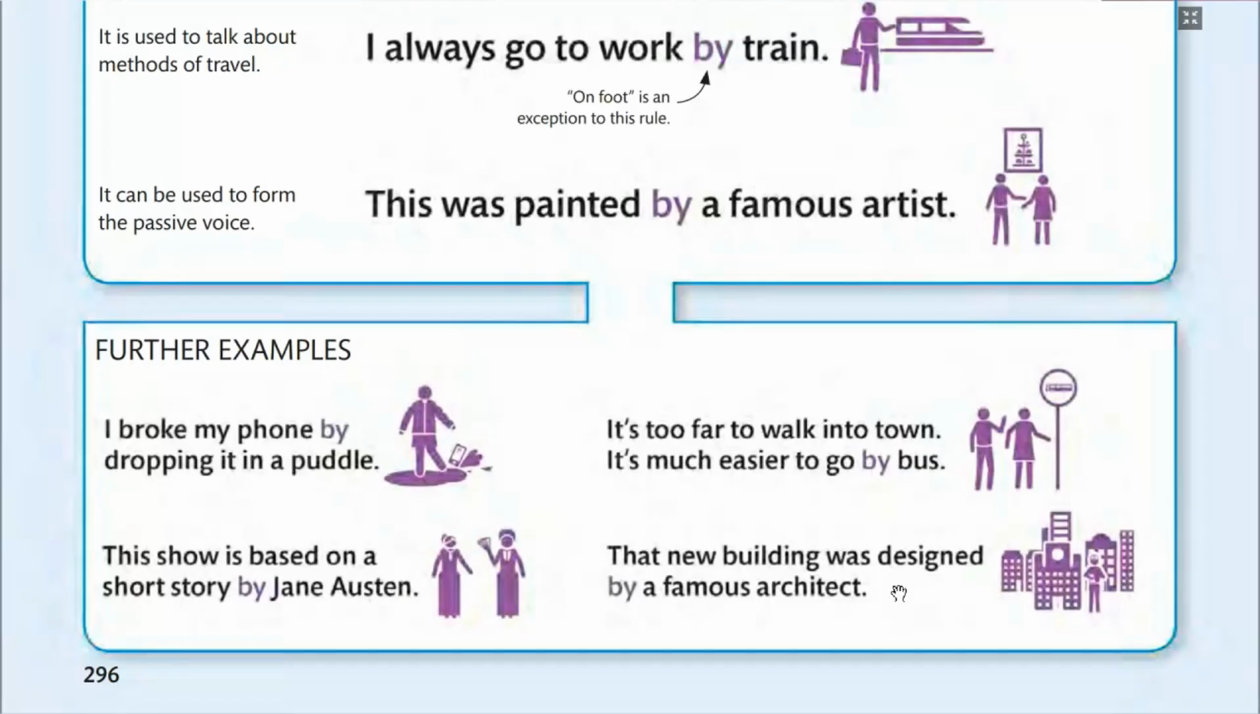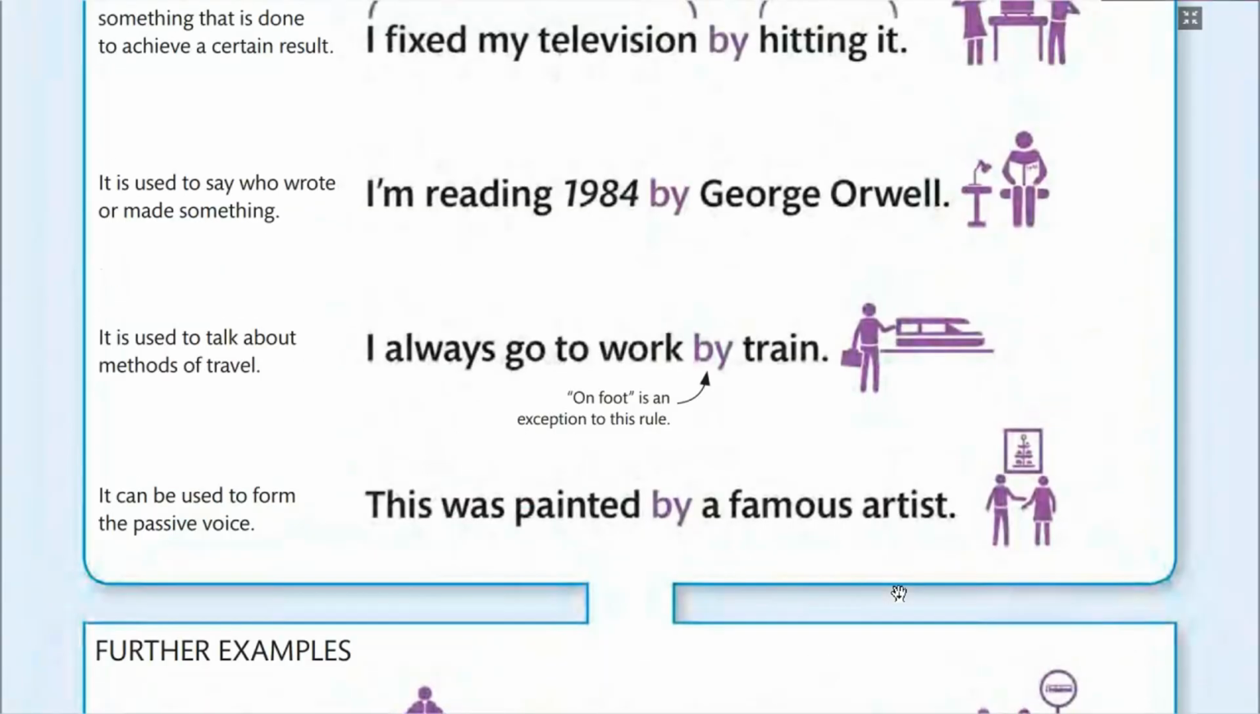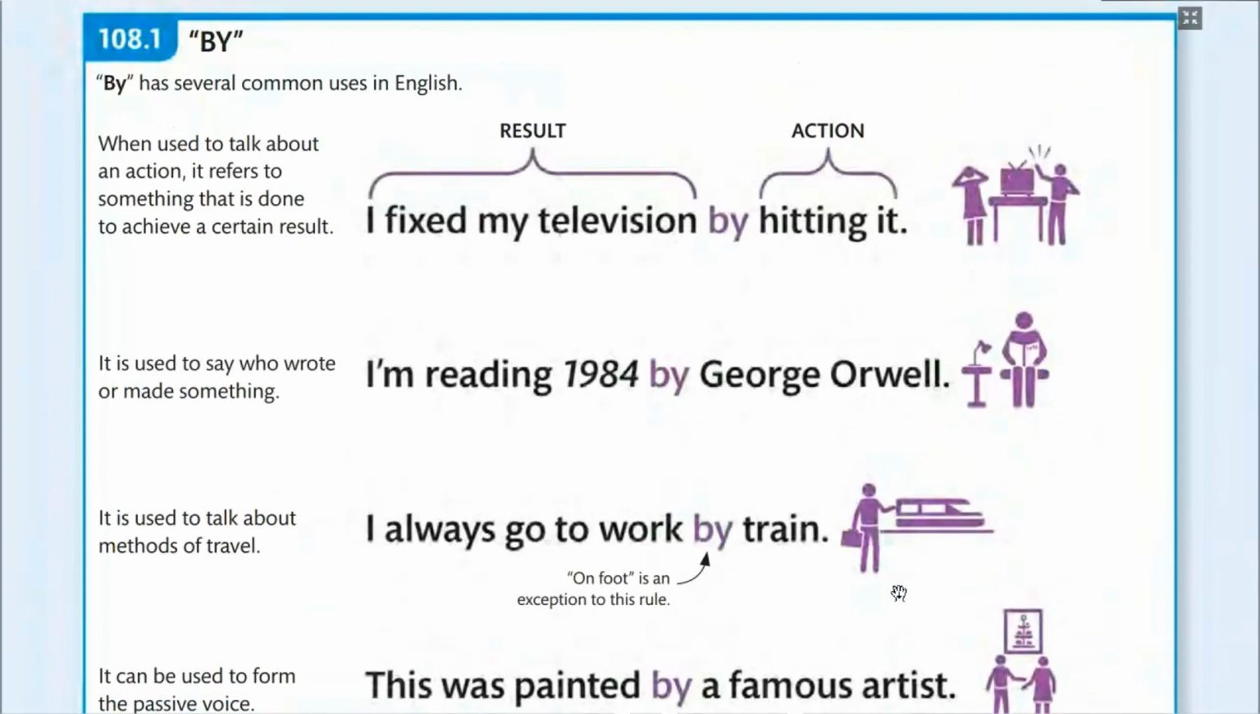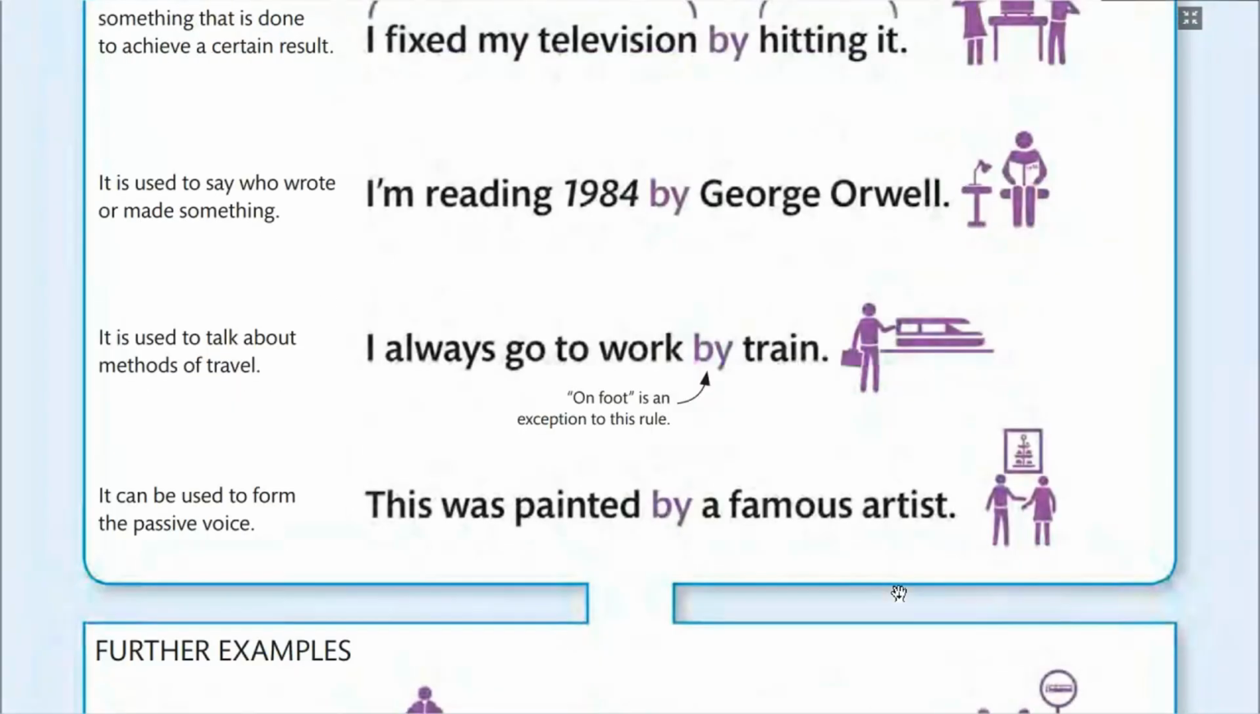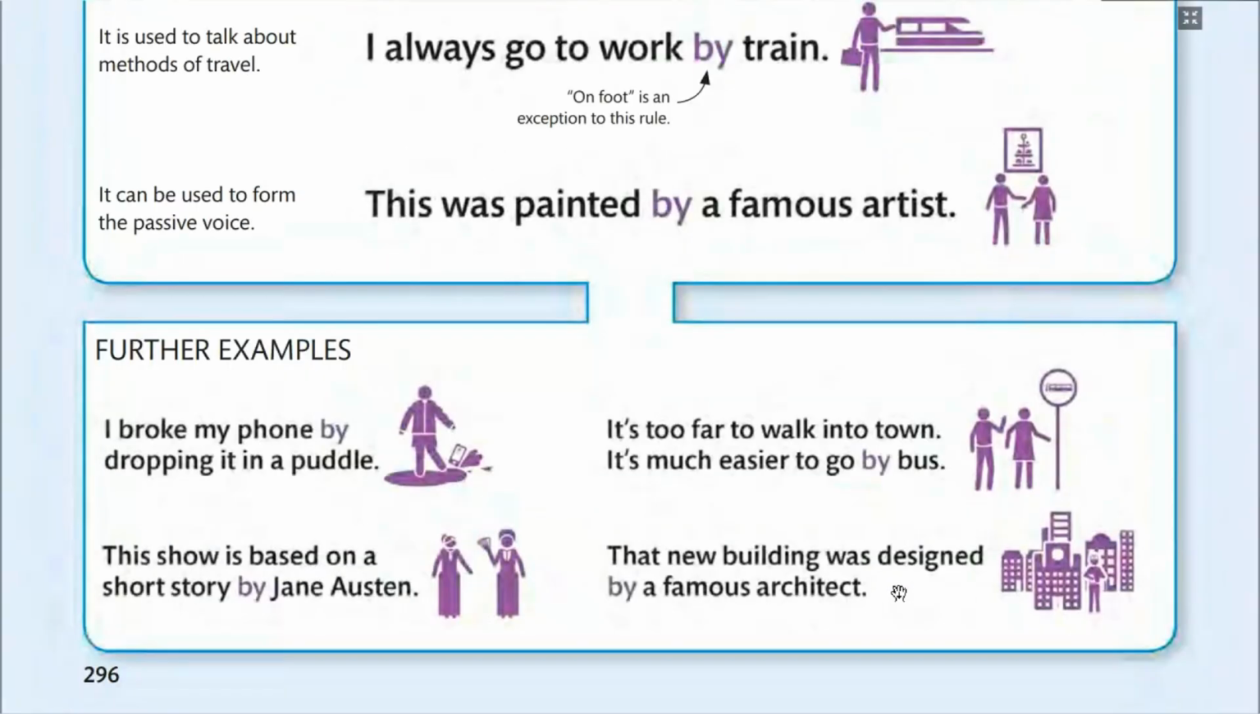If you have watched this lesson up till this point, I would want you to give me one example each of how we can use by: by for passive, by to talk about travel, by to say who wrote or made something, and by to talk about an action that is done to achieve a certain result. Please drop those 4 sentences in the comment section and I'm going to review them for you. Remember, you are taking part in this course to learn how to write simple and correct sentences, and you have to practice in order to learn.